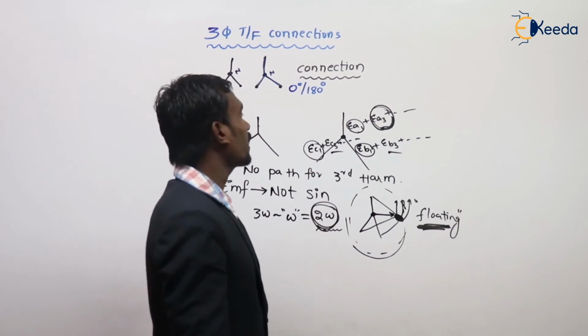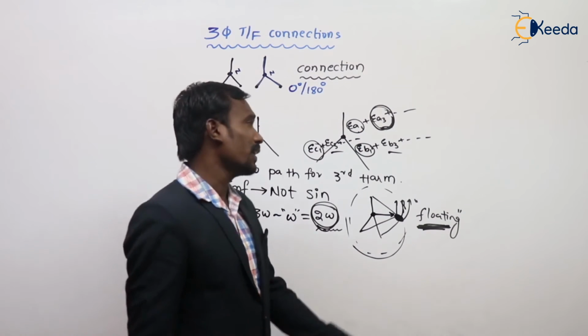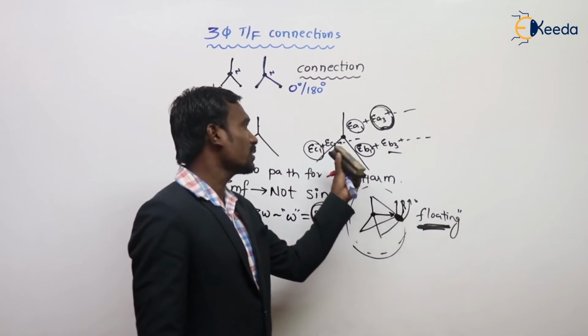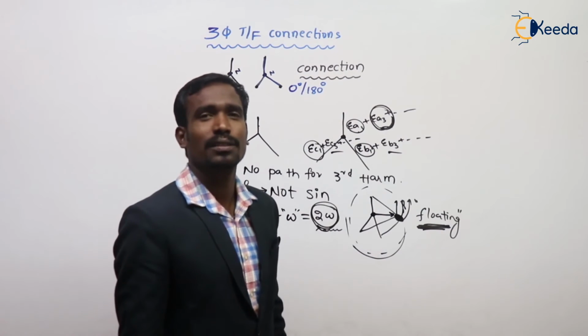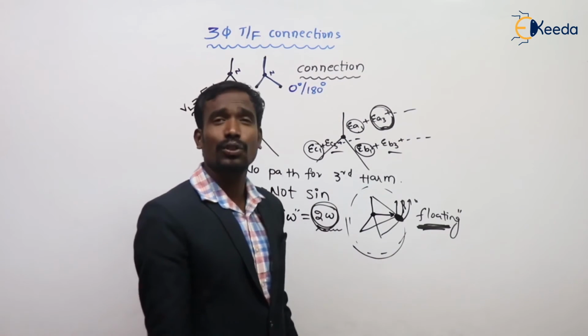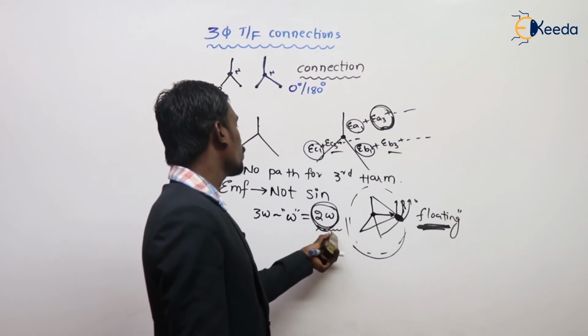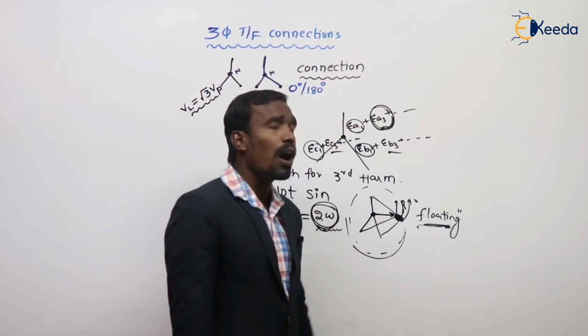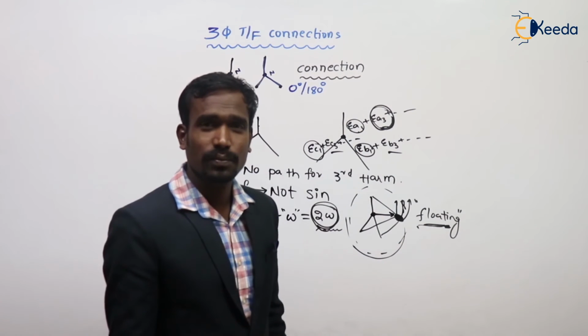Then how can we avoid these problems? Here the EMF is not sinusoidal because there is no closed path for third harmonics. And the neutral point is not constant; it is shifting continuously and rotating with 2 omega velocity. That's why it is called floating neutral. How can we avoid these problems?